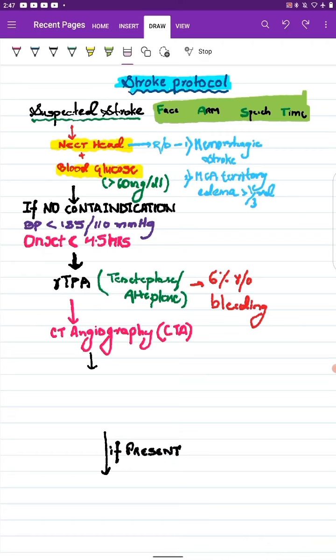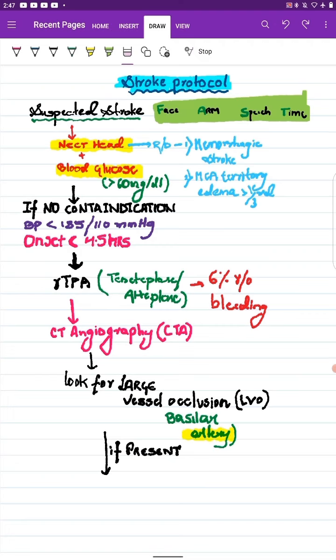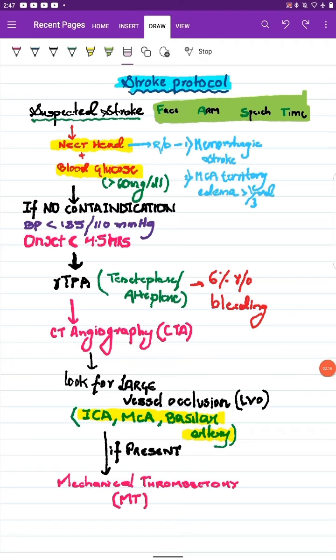Okay, even after giving thrombolysis, we have to take the patient for CT angiography. Once CT angiography is done, look for any large vessel occlusion. What are the large vessel occlusions? Large vessels like the basilar artery, MCA and ICA, that is the internal carotid artery, middle cerebral artery and basilar artery. If any large vessel occlusion is present, go for mechanical thrombectomy. Okay.